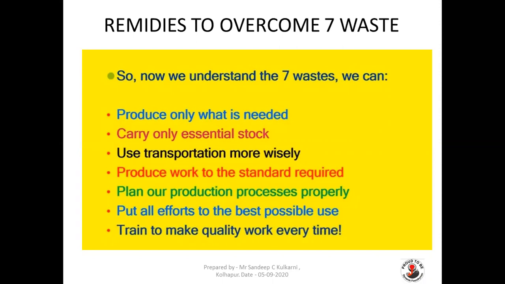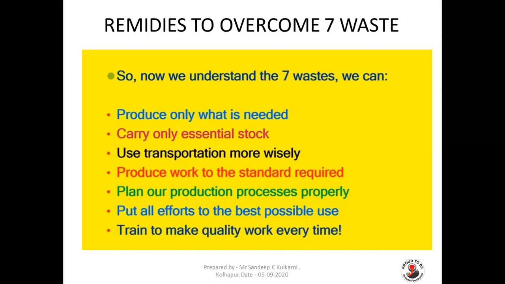So, remedies to overcome these seven wastes. Now we have to understand how we can overcome this seven wastes methodology. Number one is produce only what is needed. So one has to see that only what is needed has to be produced. No overproduction. Carry only essential stocks, so your stock should be optimized. Use transportation more wisely. Produce work to standard requirement.